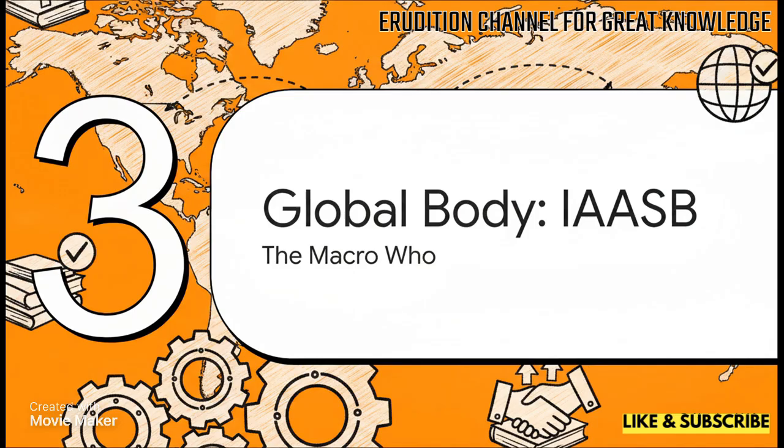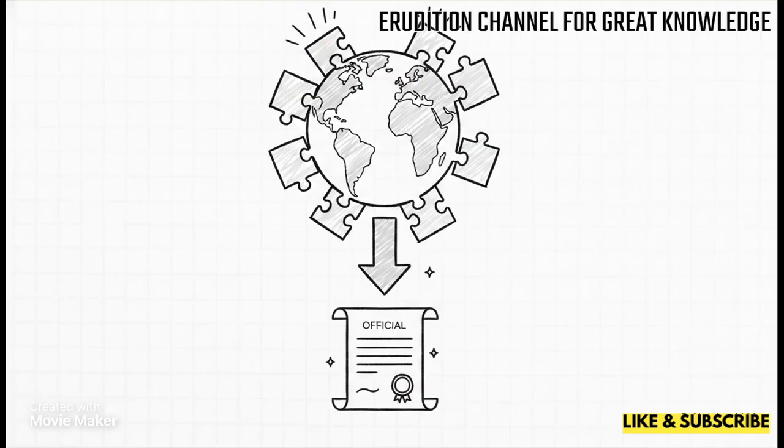Section 3, the global body, the IASB. This is the macro who. It all starts back in 1977. The International Federation of Accountants, or IFAC, was established with one singular, massive goal: to bring harmony to the accountancy profession on an international scale. To actually pull off this objective, the IFAC board established an independent standard-setting body, and that body is the International Auditing and Assurance Standards Board, or the IASB.